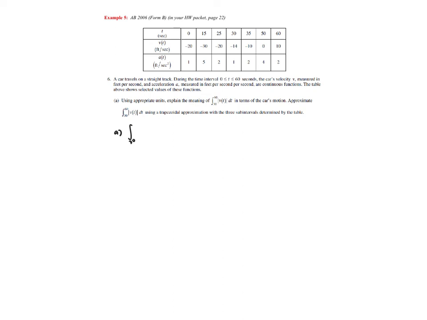Okay, so as we talked about earlier, the integral from 30 to 60 of the absolute value of v of t represents the total distance in feet traveled by the car during the 30-second interval.